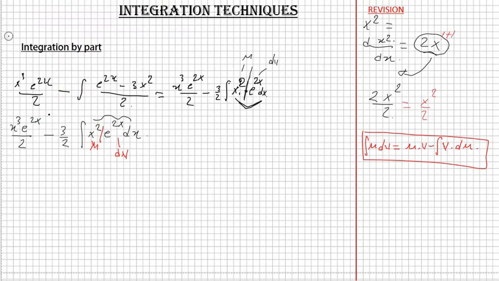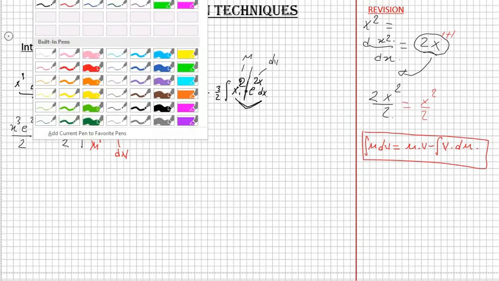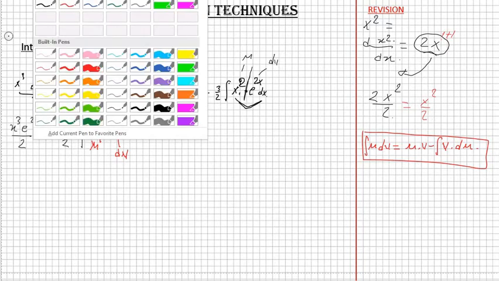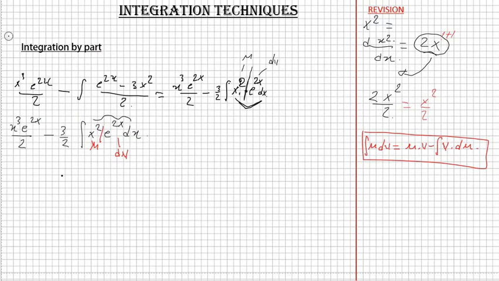So now all I need to do is to find the derivative of v and u, as well as the integral. So that gives x³ e^(2x)/2 minus 3/2, and then I open the big bracket.